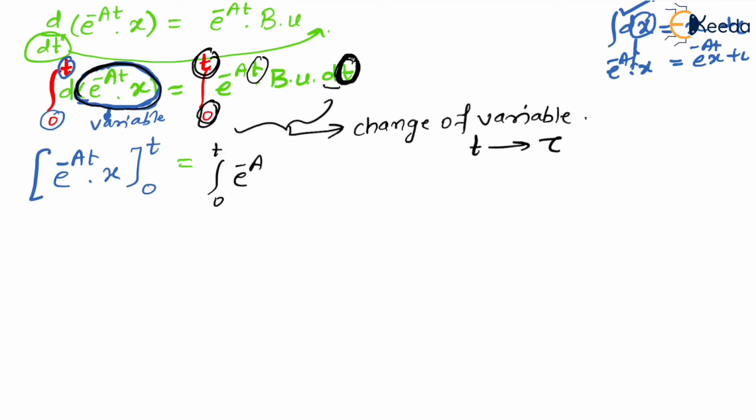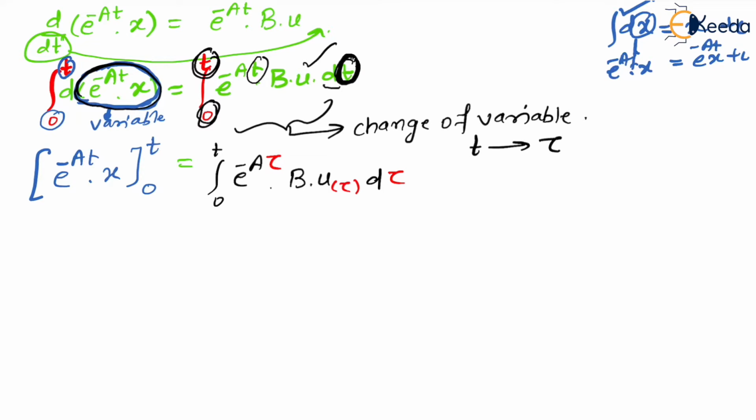Let this be a tau into b into u of tau. U of t is nothing but u of t only. It is not a step signal, by the way. It is u of t, input in time. So it was u of t, now it becomes u of tau, multiplied by d tau. Is that correct?